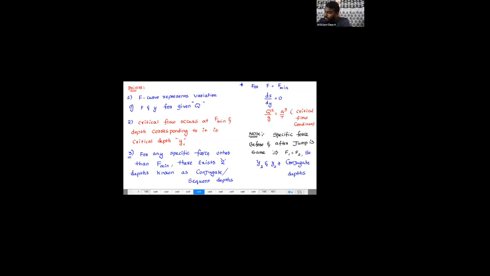Sir, can we take F minimum as E minimum? Arre Baba, F minimum cannot be E minimum. F is force, E is energy. How come you equate both? But at those conditions, the depths are going to be the same. Y is equal to YC.